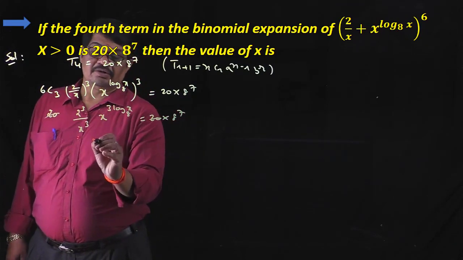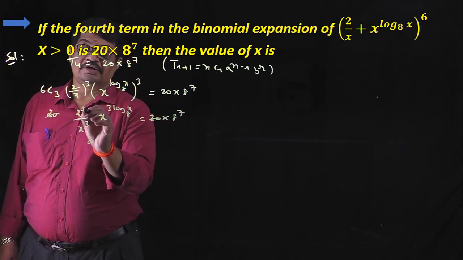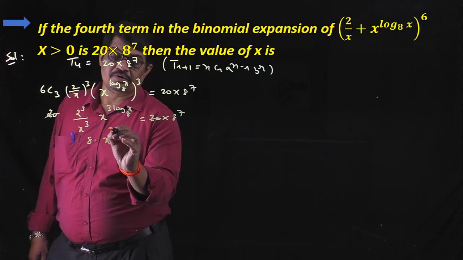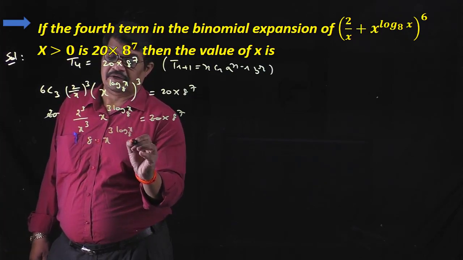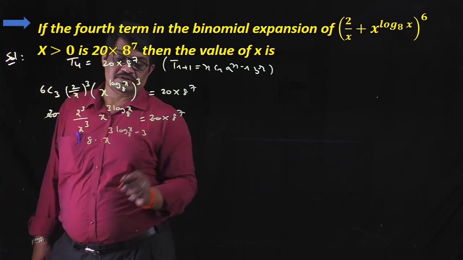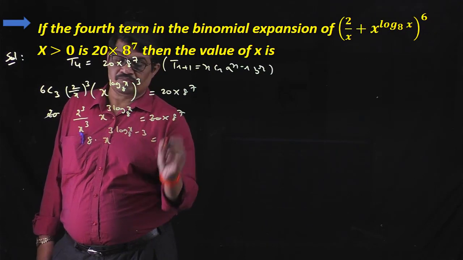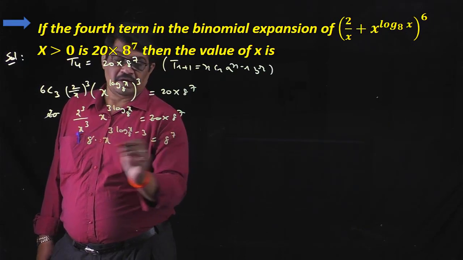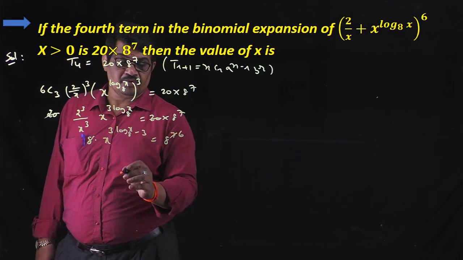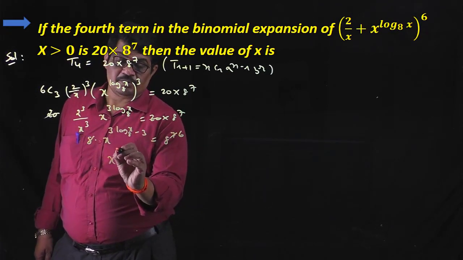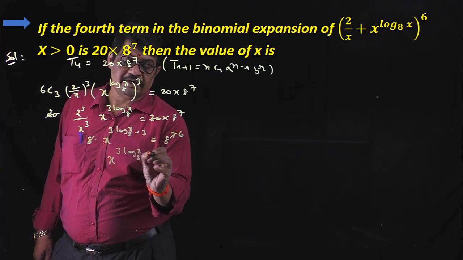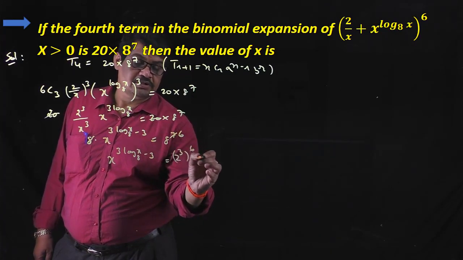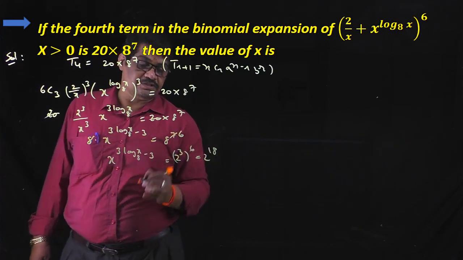Here the bases are equal. Now moving to the other side: 2 cubed is 8, so 8 times x to the power of 3 log x to the base 8 minus 3 is equal to 8 power 7. One 8 will be cancelled, 7 minus 1 is 6. So x to the power of 3 log x to the base 8 minus 3 is equal to 8 to the power 6, and 8 can be written as 2 cubed, so whole power 6, that is 2 power 18, since 3 sixes are 18.